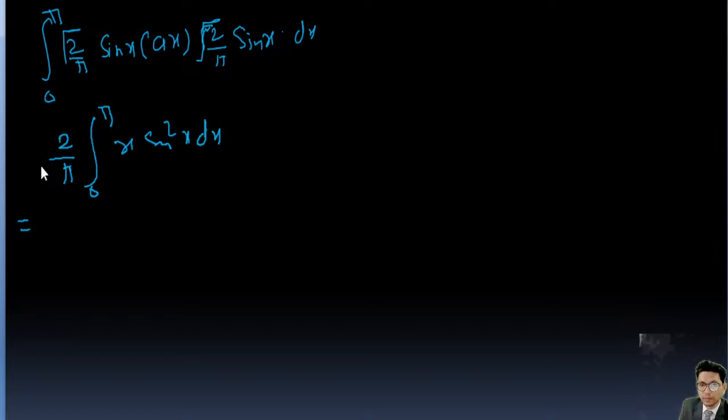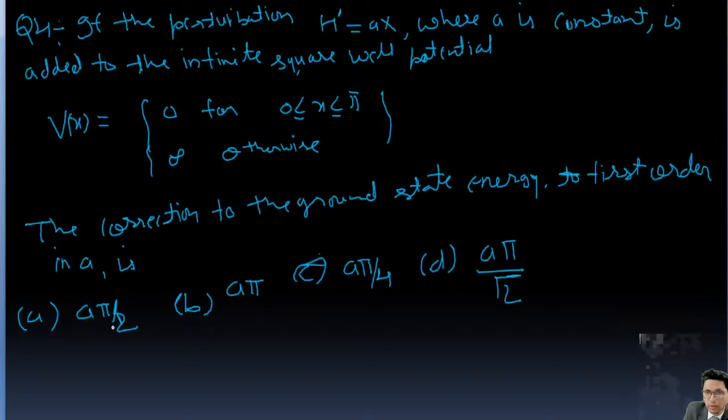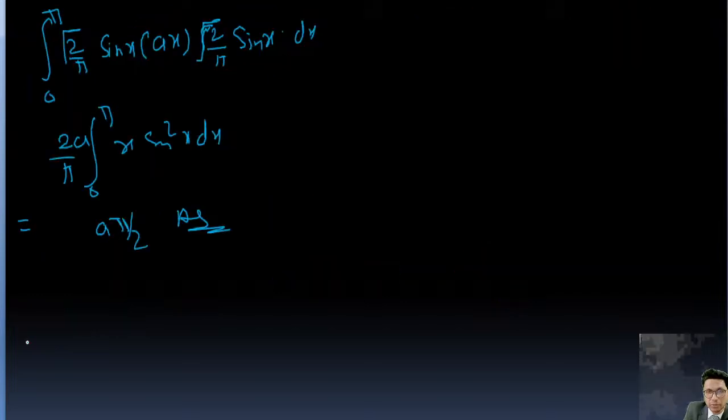So we need to find out the correction to the ground state energy to the first order in A. Okay. So it is going to be 2 upon pi, integration 0 to pi, x sin square x dx. We'll solve it by integration by parts, very simple. And a is also there, so 2a upon pi. After solving this, it is going to be a pi by 2. This is the answer. And which option is matching? Option A is the correct option. So a pi by 2 is the correct option.